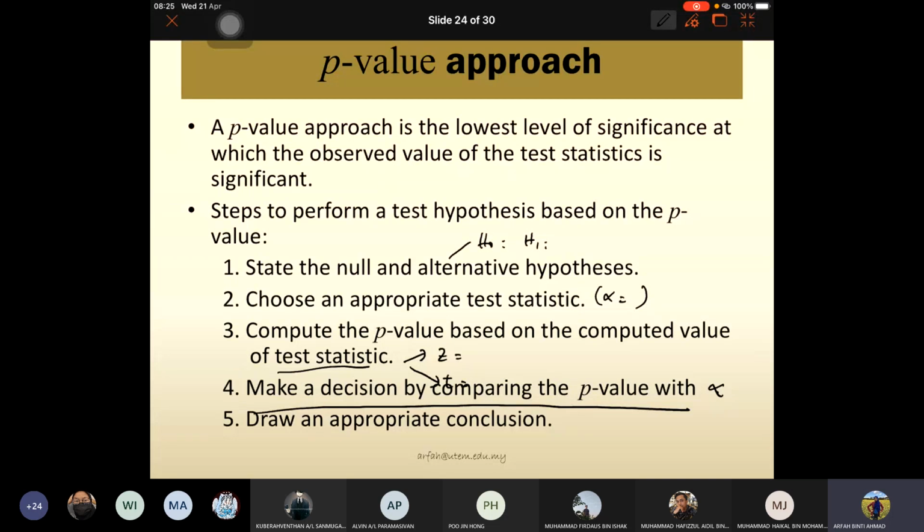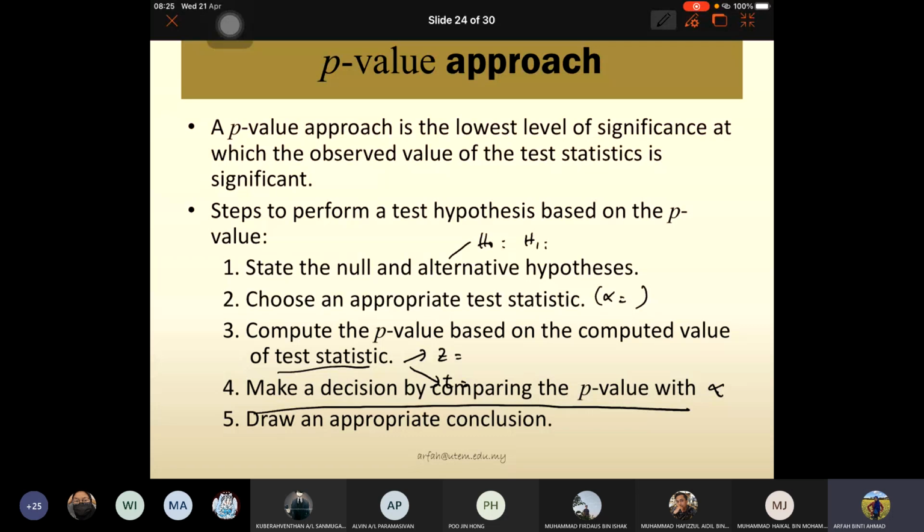So basically yang berbeza hanyalah dekat step keempat by using the P value approach. Maksudnya if you do the hypothesis testing, awak boleh buat ikut yang biasa kita buat. Kira test statistik tengok rejection region. Atau the other way around, kita boleh guna P-value approach. So state your H null, H1, alpha and then calculate the test statistic. Then dapatkan nilai P-value. And conclusion, kita tak ada rejection region tapi kita compare nilai P dengan alpha.